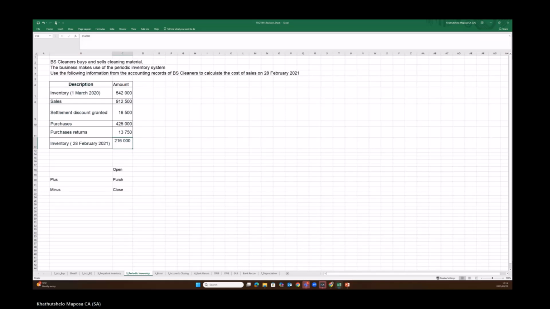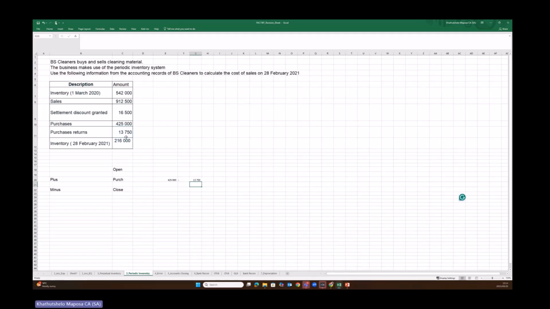So we first have to calculate the purchases because we have the returns. And how are you going to calculate the purchases? You take the purchases of 425,000 minus 19,750, and then you will get 405,250. And then you put that aside, right?